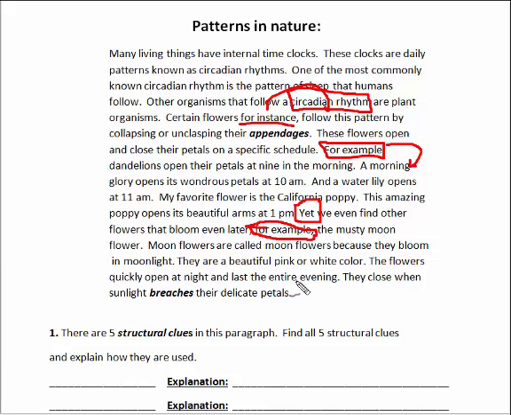Come down over here and let's see if we can find another structural clue in here. Did we miss one? There might be one up here that's kind of a wacky one. One of the most commonly known, that's a structural clue that's not super evident, but that's something that gives you something similar to a structural clue. That is it for our structural clues. Let's move on to question number 2.